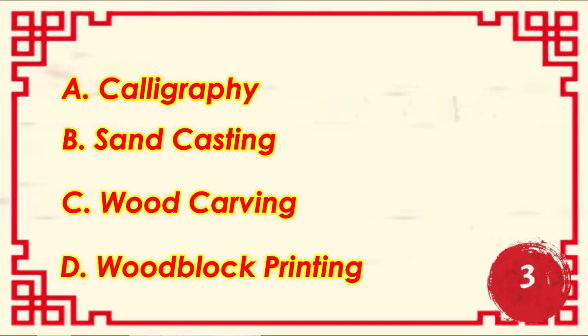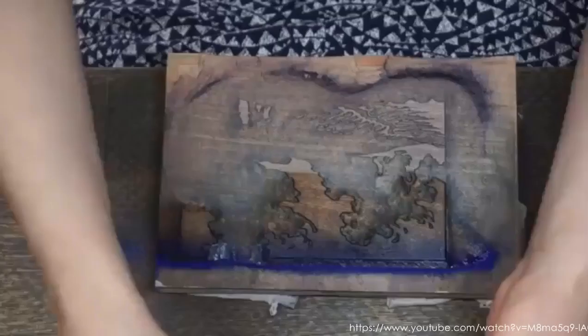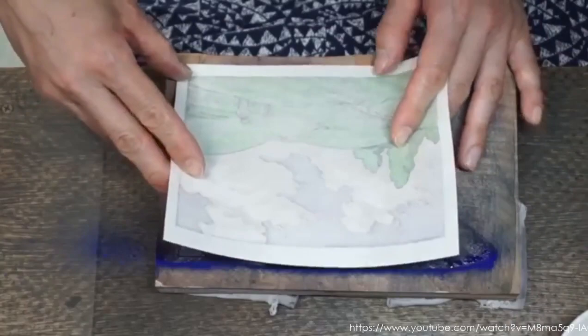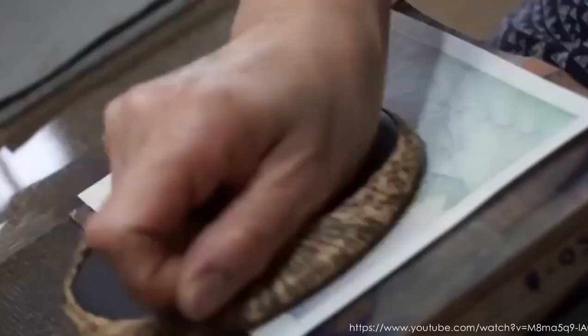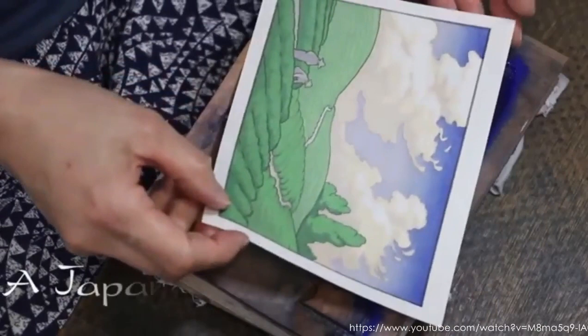Time's up. The answer is letter D. East Asian countries use various methods in their paintings. The traditional method of painting is usually done with a brush dipped in black or colored ink. However, woodblock printing as a method for printing images on paper is highly developed in Japan.